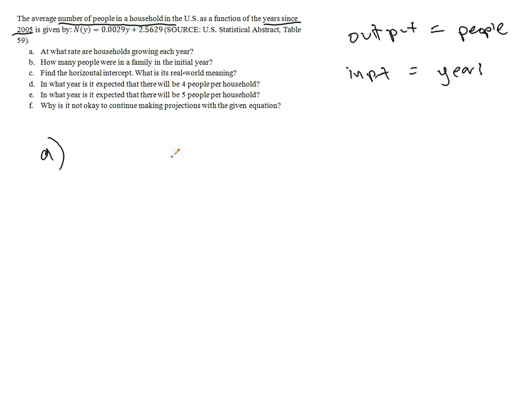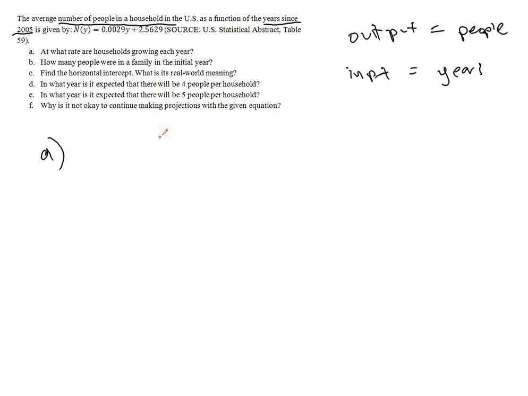We're looking at the number of people in a household in the US as a function of the years since 2005. So our output is people, and our input is years since 2005. In question A, at what rate are households growing each year?